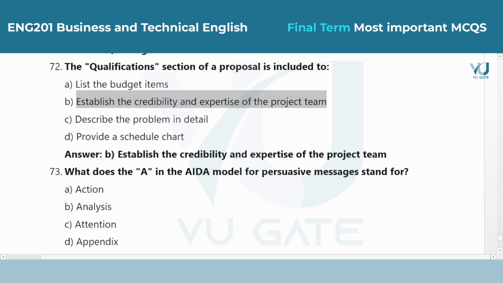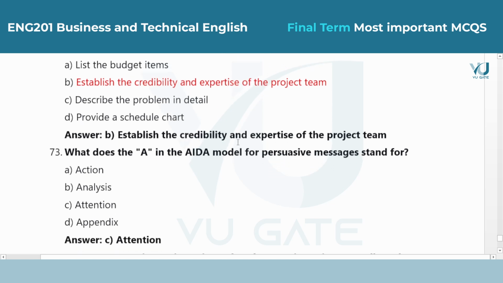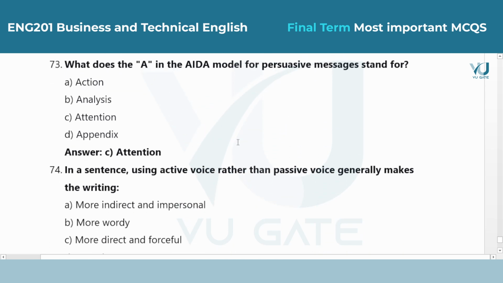72. Question. The qualifications section of a proposal is included to. Answer. B. Establish the credibility and expertise of the project team. Concept. Highlighting past successes and credentials proves to the client that your team is the best choice for the job.